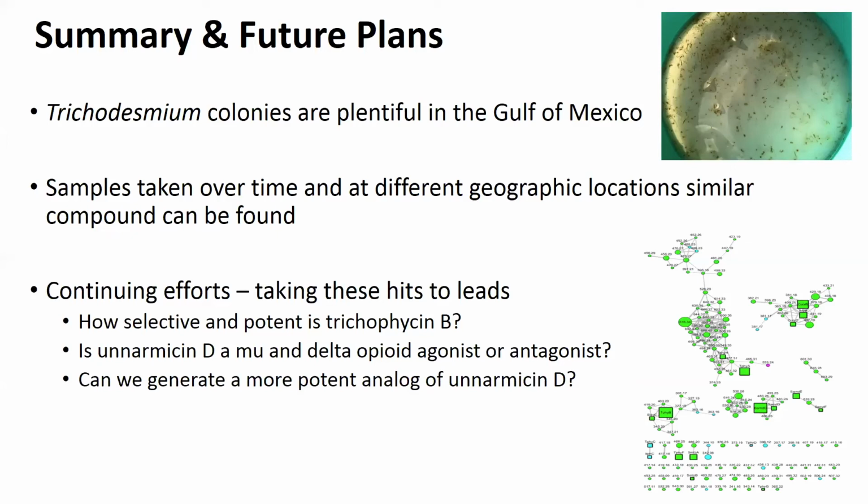What we want to know with unarmacin D is, are they agonists or antagonists? How do they actually act on the receptors? That's really important to know if you want to try to make drugs. And can we change unarmacin D a little bit? Unarmacin D is a peptide, so it's actually kind of easy to change it. And so we might be interested in trying to make something that binds a little bit better or shows a little bit better anti-inflammatory activity.